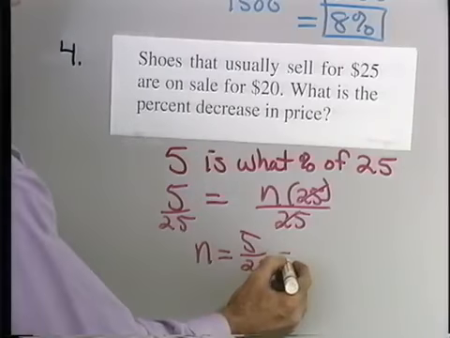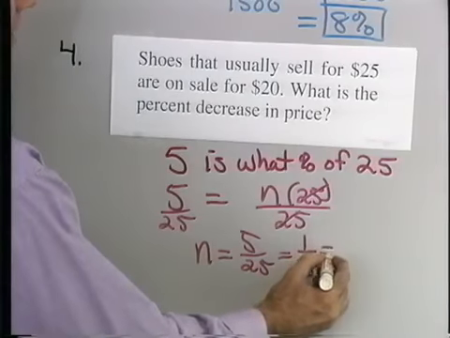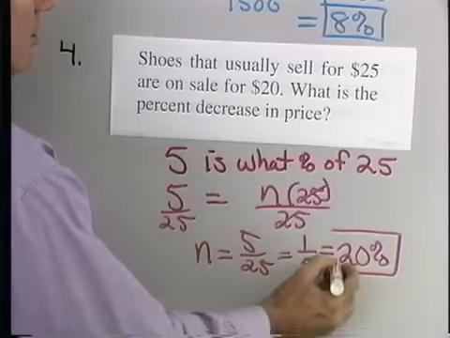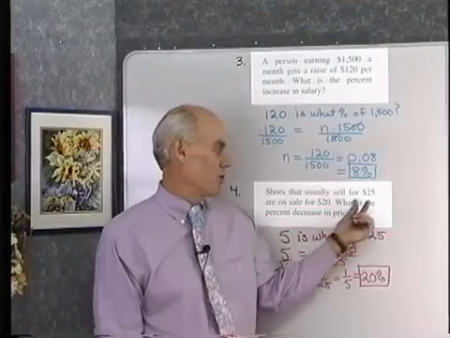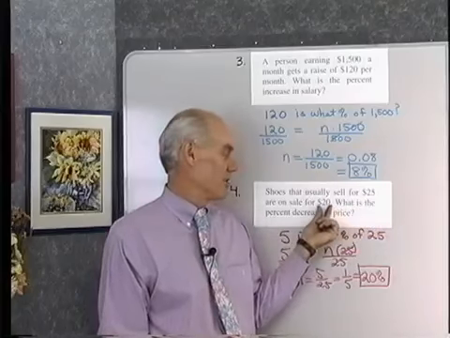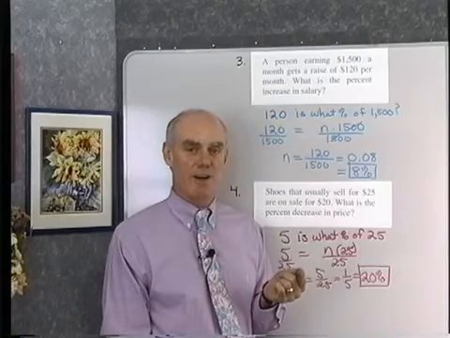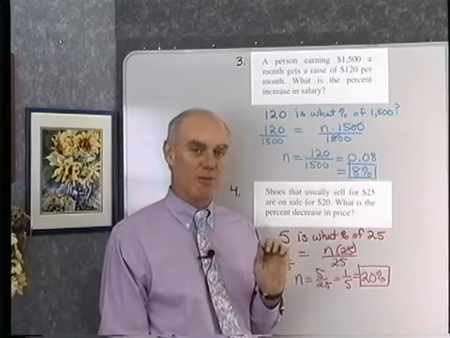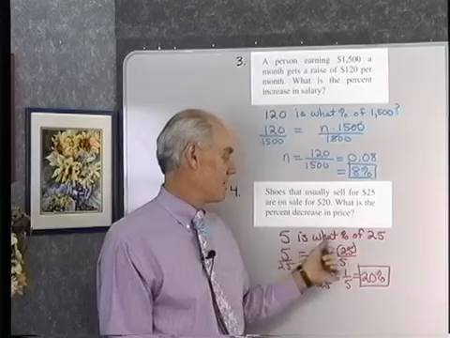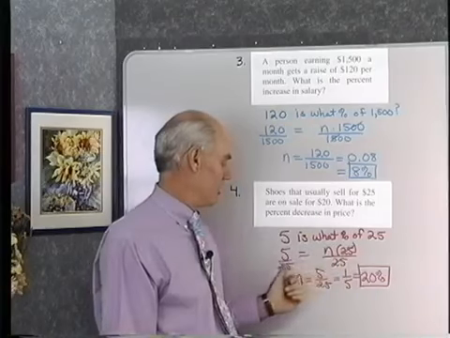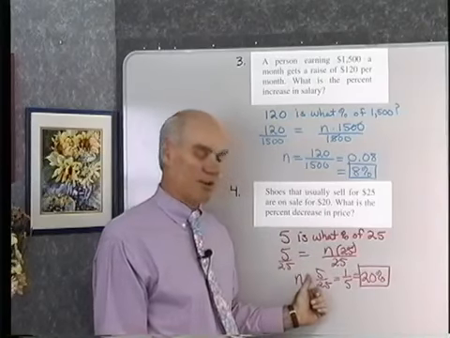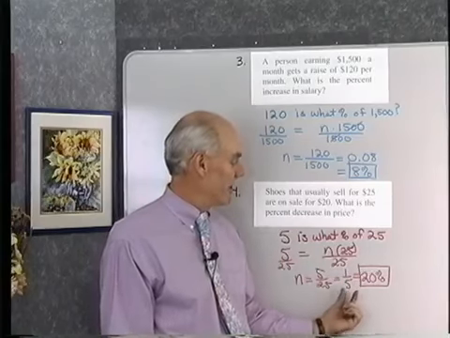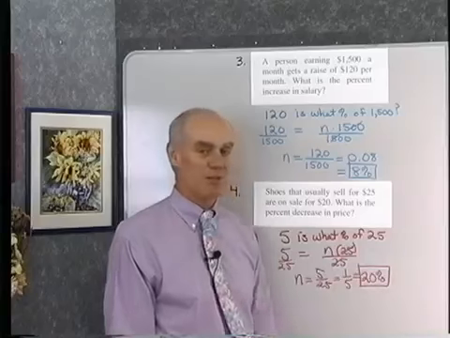5 divided by 25 is 1/5, and that's going to be 20% when I change to a percent. So if a pair of shoes normally sells for $25 and they're on sale for $20, then they decreased in price $5. That's the discount. So then I want to know what percent of the original price that is. So I say 5 is what percent of 25. When I do that, I get an equation, solve the equation, I get 5 over 25, that's 1/5. 1/5 as a percent turns out to be 20%.